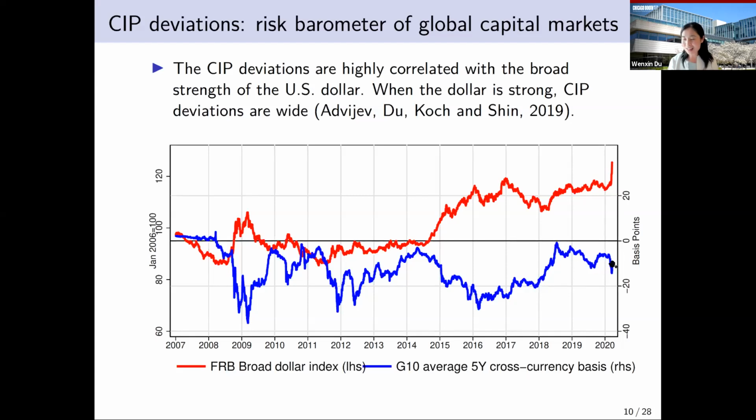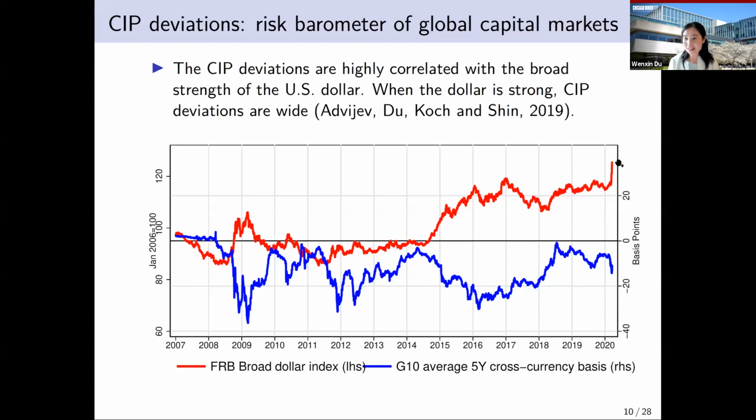It's not up to date. I forgot to post the most up-to-date one. For instance, at the peak of the COVID, that's when this graph was generated, you have a sudden widening of the cross-currency basis. In the meanwhile, you have a dramatic strength of the US dollar.